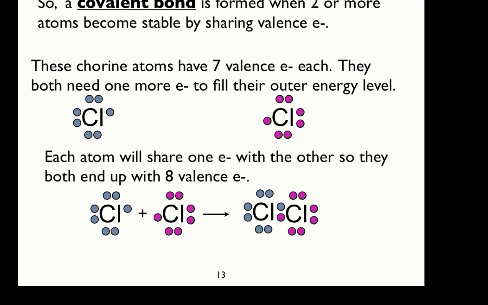So if you look at the diagram, you can see they started out separately, but when they got close enough, one of the electrons from one of the chlorines spent some time around the other, and the one from the other chlorine spent some time around its other. So that's where they share. The electrons spin around both nuclei of those chlorine atoms.